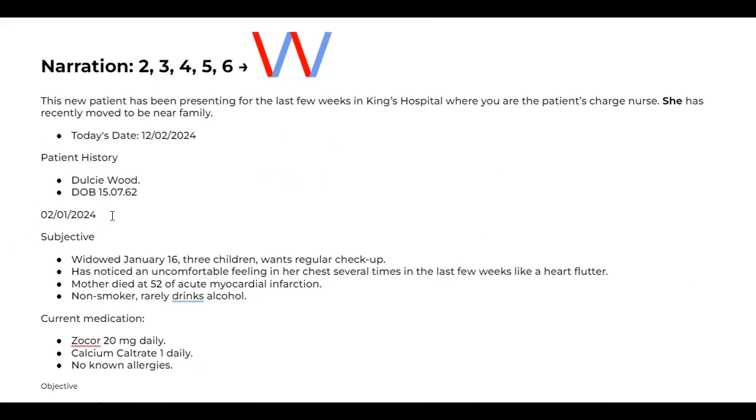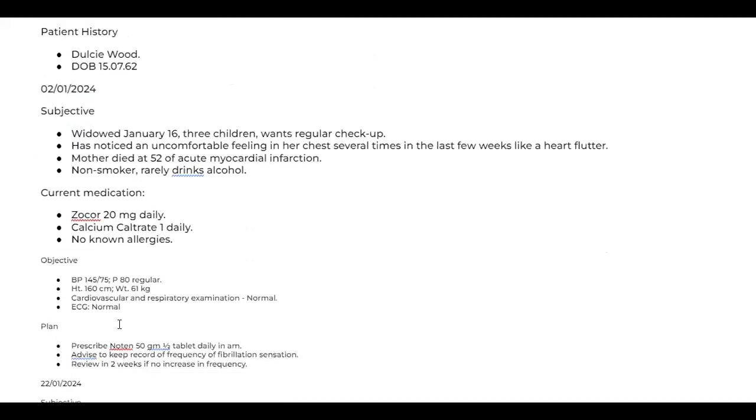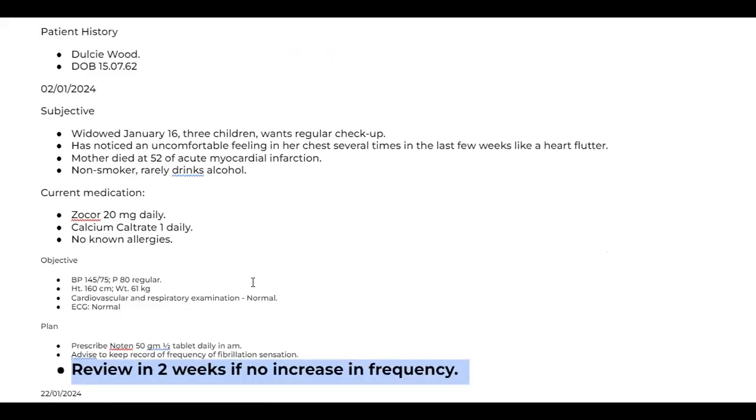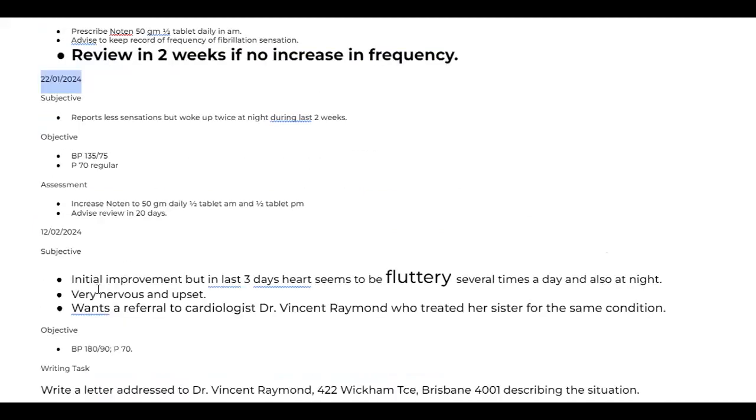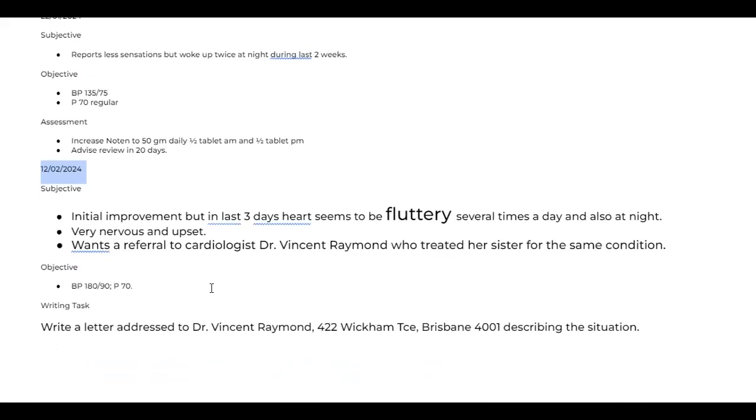When did the patient first come? Was it here? There was, okay, non-smoker, current medication, no allergy, subjective, and plan. Did you see here, review in 2 weeks if no increase in frequency? How many dates are here, please? Date number 1 is 2nd January. Date number 2 is 22nd January. Date number 3 is 12th February. Is there any other date? No other date is there.